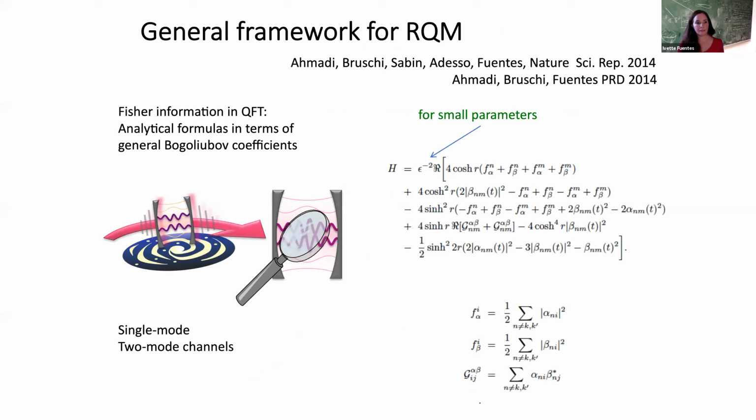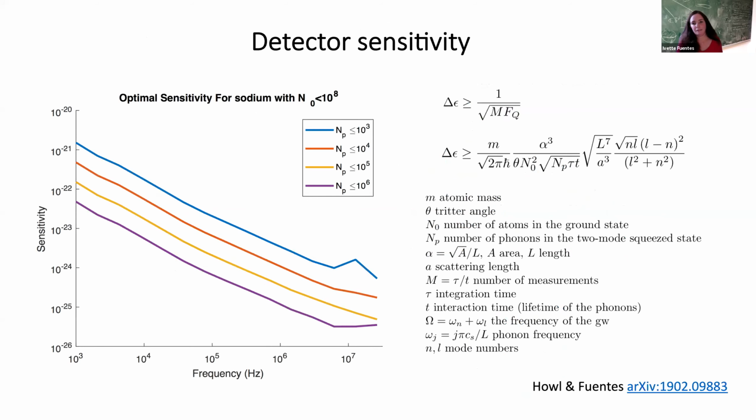So we calculated this figure of merit for the precision many years ago in terms of Bogoliubov coefficients. So you plug in the Bogoliubov coefficients there for your gravitational wave, and we get this sensitivity. So it's complicated, but you can write a nice and clean equation on it. It depends on the atomic mass, on the angle of the mixing, on the number of atoms in the ground state, on the number of atoms that you were able to squeeze, on the parameters of length and area, on the scattering length of the atoms, on the integration time that we are considering, like a year, on the lifetime of the phonons, and on the frequencies.